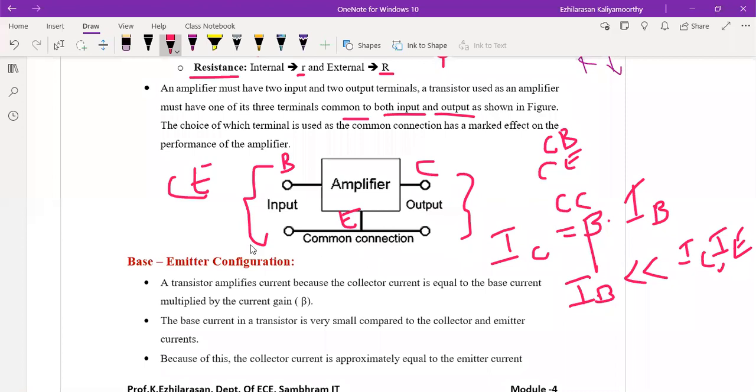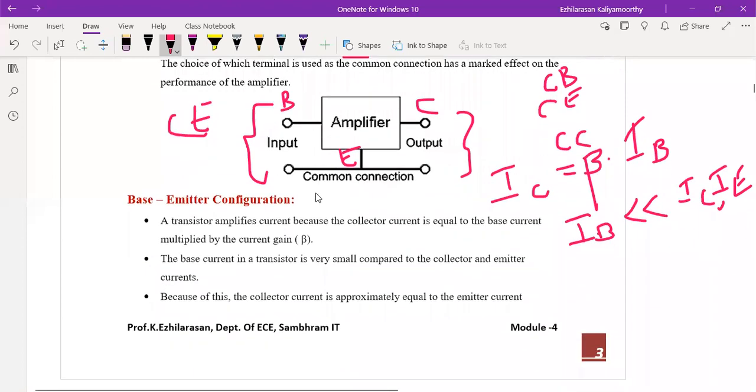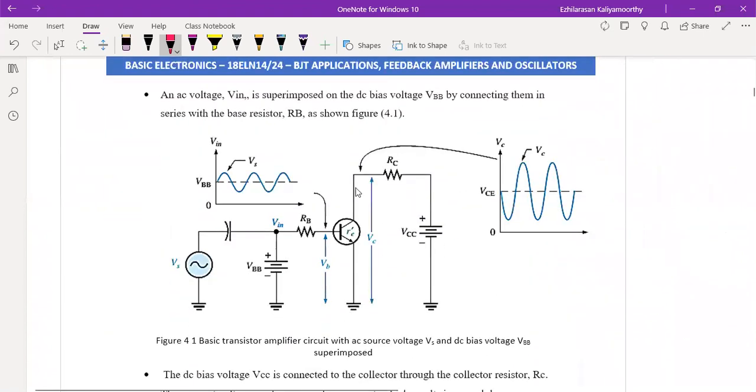Very little current is given into the base terminal. Because of this, the collector current IC will be approximately equal to the emitter current. Now you see here, this is the configuration we have shown. Which configuration is this? This is the B terminal, this is the E terminal, this is the C terminal. So this is the base emitter configuration.